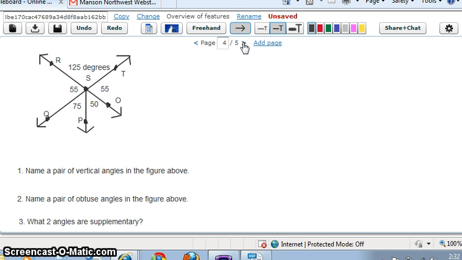And then here are some questions that you can do just to see if you know them. First one is name a pair of vertical angles in the figure above, and then name a pair of obtuse angles in the figure above, and what two angles are supplementary.